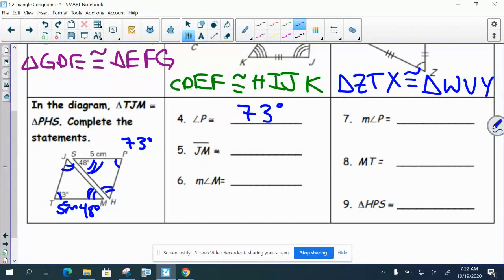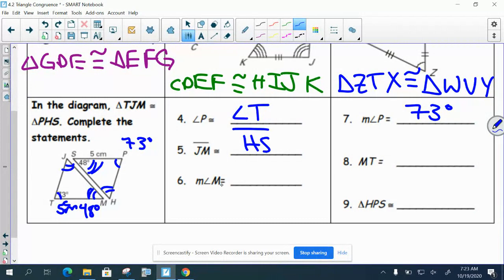Let's see. Oh, okay. It's just saying what is JM congruent to, not what the measure is equal to. Careful. Back up. So it's saying angle P is congruent to what other angle, not what the measure is. I apologize. So that would be angle T. And then here it says what is the measure of angle P? That would be 73. And then segment JM is congruent to segment, and then name it in the same order, would be HS.